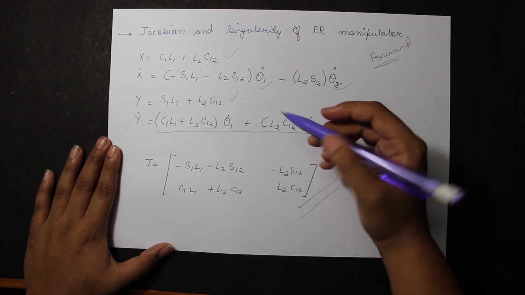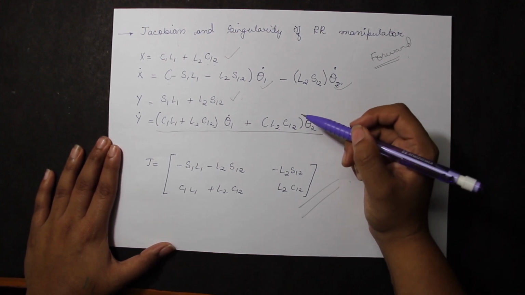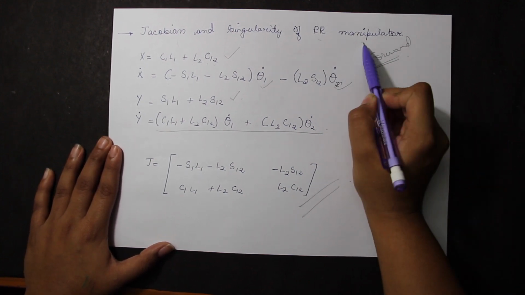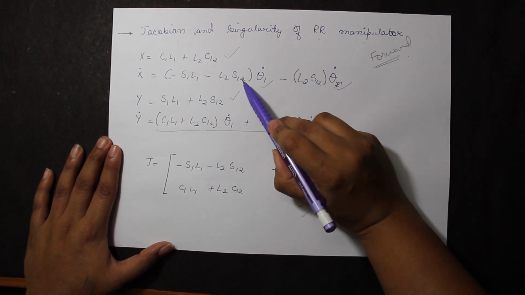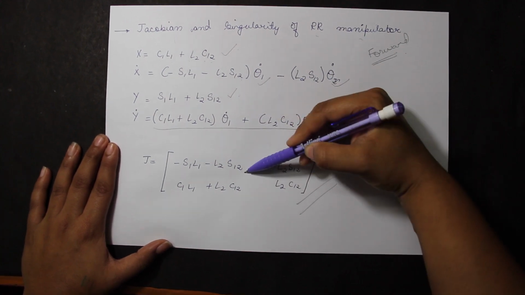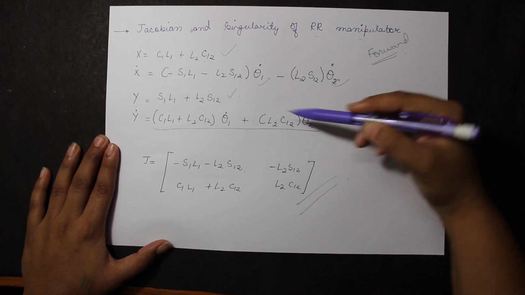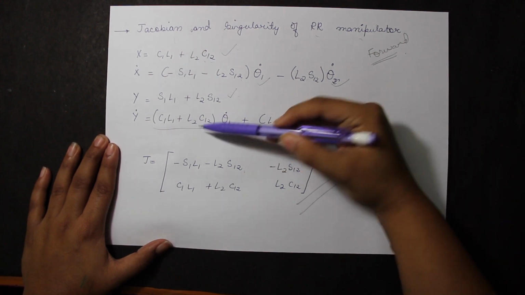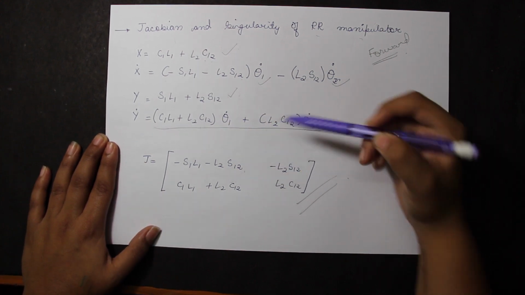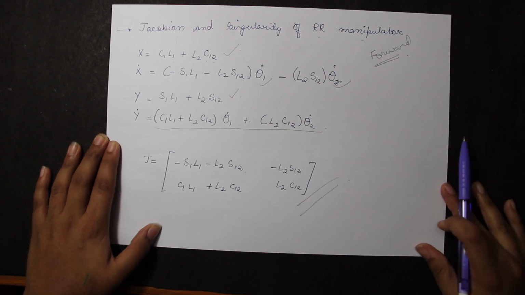This is a very important matrix. This is the Jacobian matrix of an RR manipulator. You know how I did it. That is, I put the coefficient of theta 1 dot over here, theta 2 dot over here. And for y dot, I put the values of theta 1 dot over here and theta 2 dot over here.